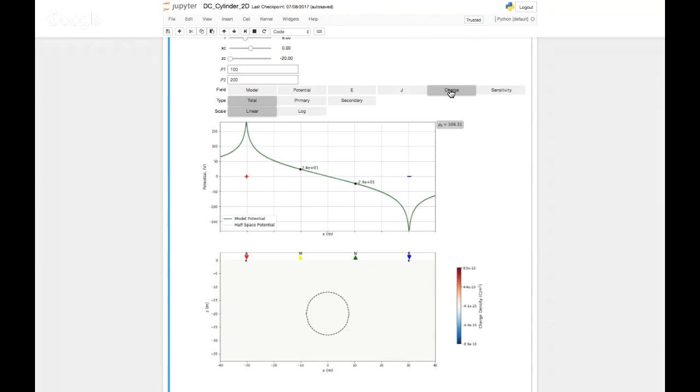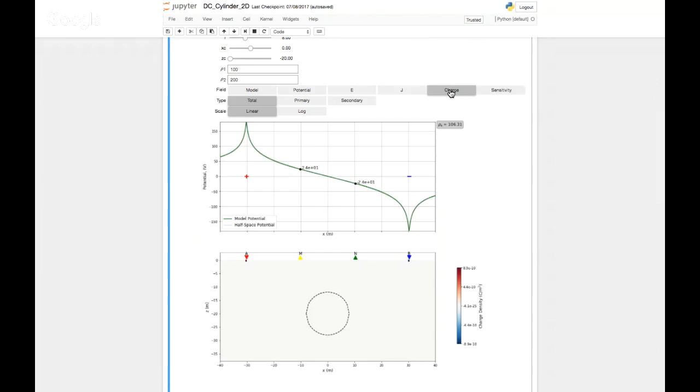It's my final DC system. I'm plotting all the charges. What happened? True, the bigger the resistivity contrast, the more charges that can make. But I don't even see anything here. Simon? Anybody?